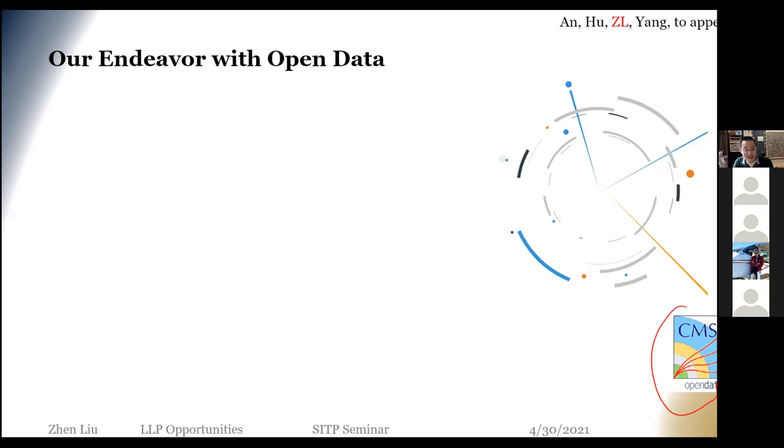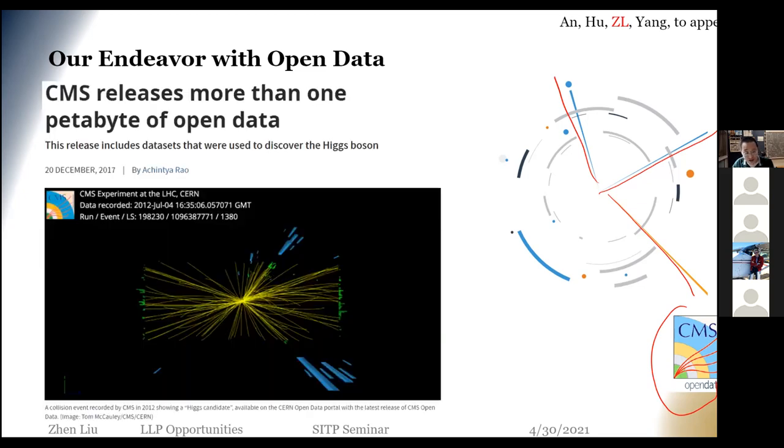I thought the open data would be as clean as our paper-level events. Maybe we'll see a photon, an electron, things like that. But that's not the case. It's a huge endeavor for us. It took us several years.